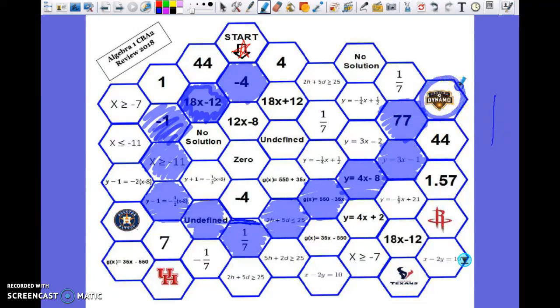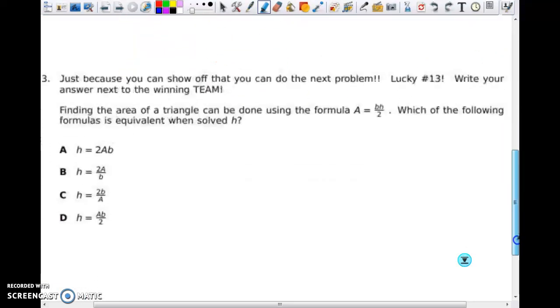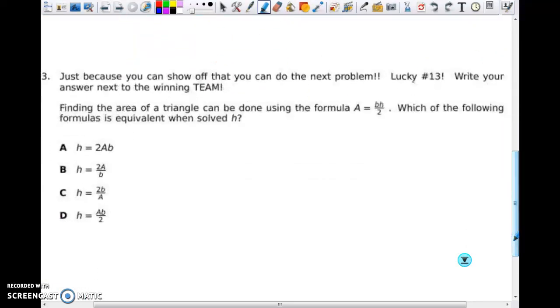Okay. So now the last thing we gotta do is, this is not on it, but it is a problem that you need to learn, that you need to know how to do. Lucky us, it's literal equations, right? The ones with the letters. So we're gonna write the answer next to the winning team. So we know it's Dynamo, so we'll write our answer. Finding the area of a triangle can be done using the formula A equals BH divided by 2. Which of the following formulas is equivalent when solved for H?